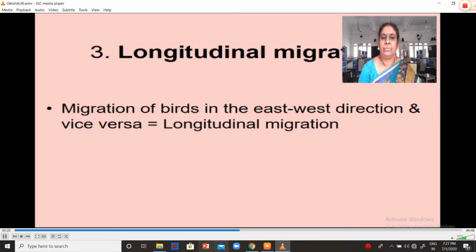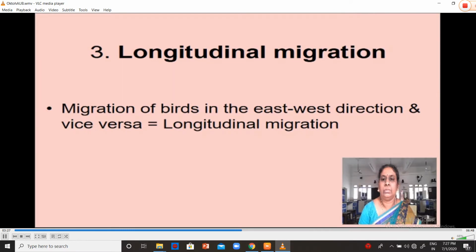The third type of migration is longitudinal migration. That is, birds migrate in the east-west direction or west-east direction. Hence, it is called longitudinal migration.